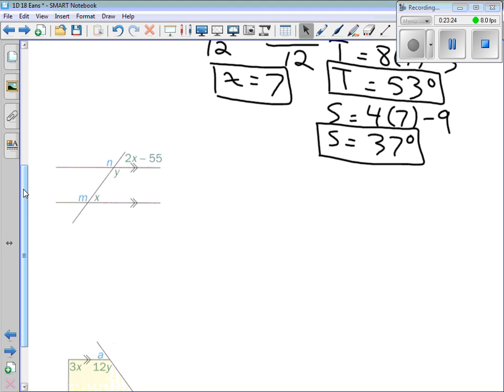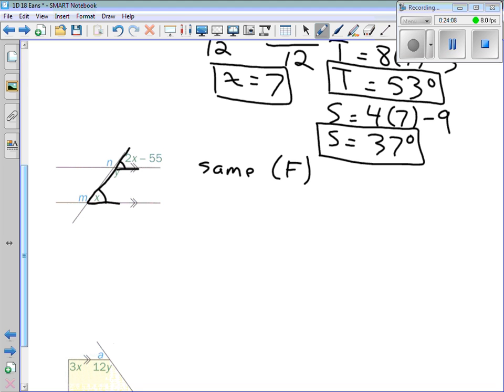So for this one, if we want to solve for x first, let's find all the places where we have x's. So we've got 2x minus 55 here, and we've got an x down there. So we want to zoom in on those 2 angles right there. What do we know about those 2 angles? How are they related to each other? They're the same. How do you know that they're the same? The F pattern, sure, same F pattern. Okay. The official term is corresponding, but F pattern works just as well.